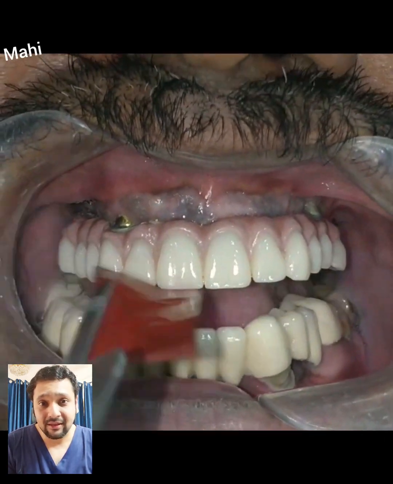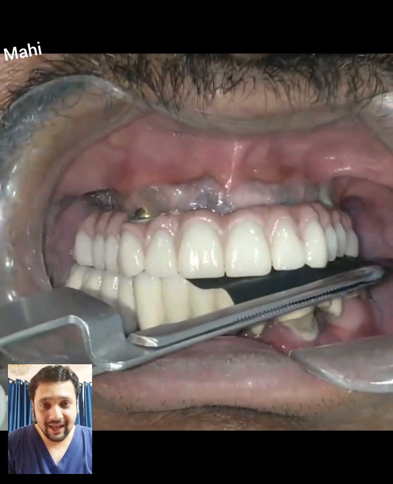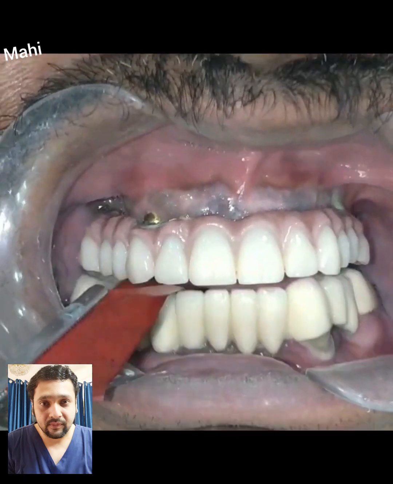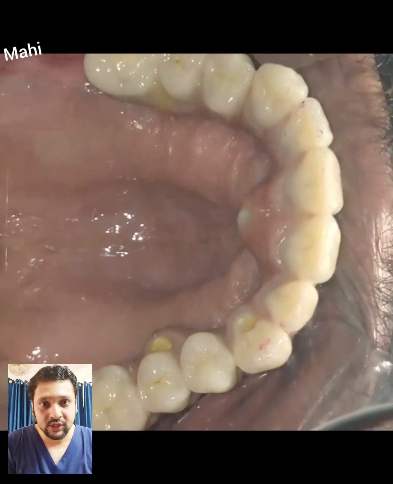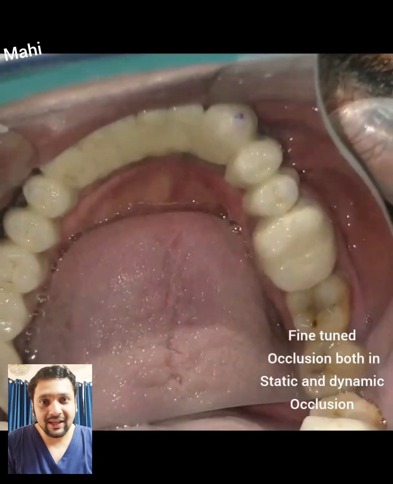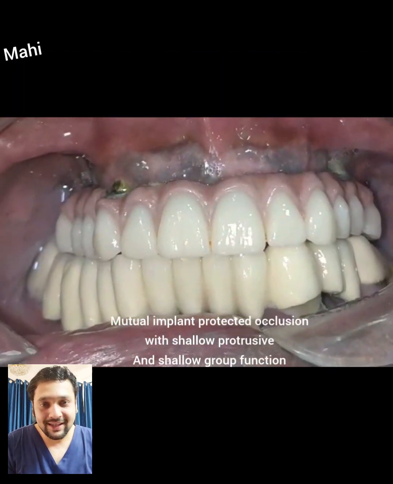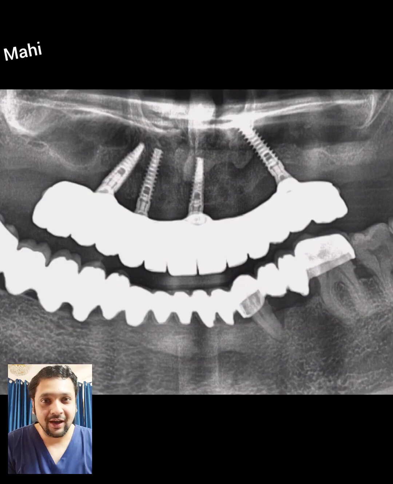The lab will scan the PMMA trial now because you've done the corrections, and once it is scanned, it will be transferred onto the bisque trial. And once the bisque trial is ready, you again check the aesthetics, phonetics and occlusion, send it across, they will glaze or polish and send it back, and you will get a beautiful functional, aesthetic and phonetic prosthesis in the form of full arch implant rehabilitation.